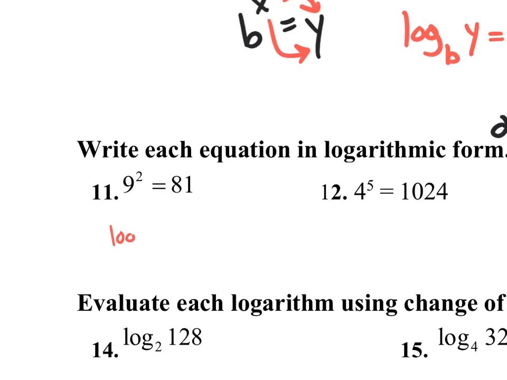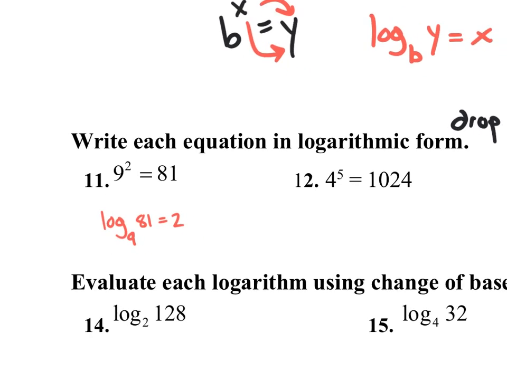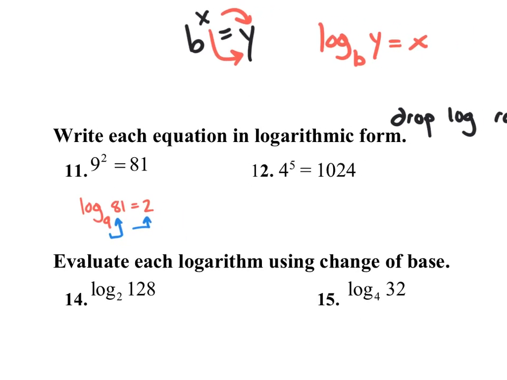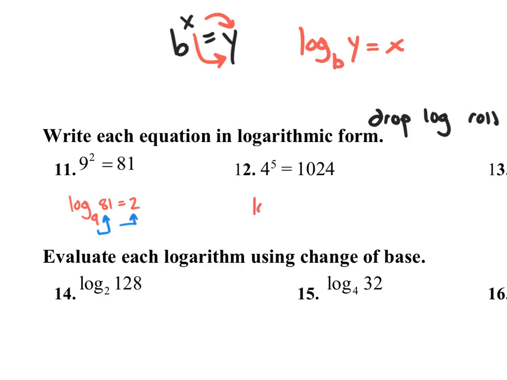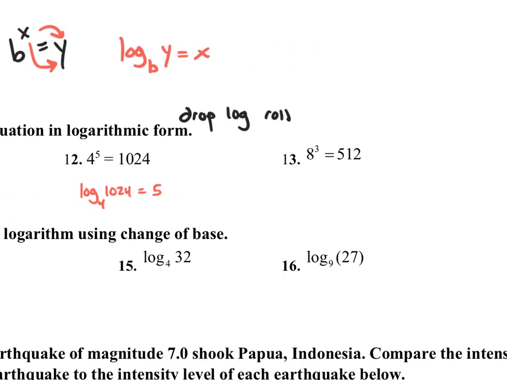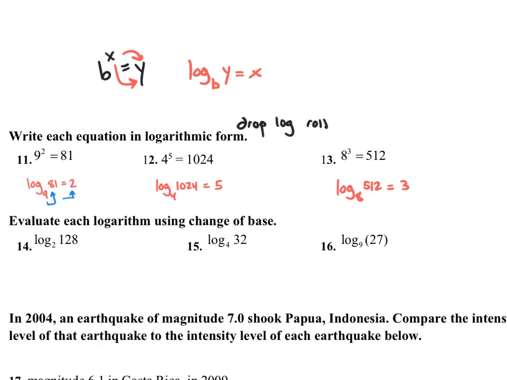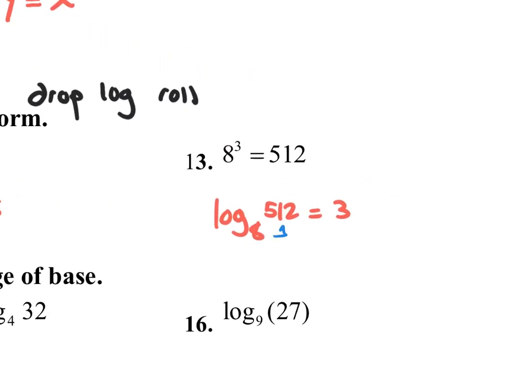So for this one, we'd have log base 9, and then the 2 and the 81 would switch spots. Because remember, logarithms ask 9 to what power gives me 81? That's why the answer is 2. So for this one, we'd have log base 4 of 1024 is equal to 5. On this one, we'll drop the base, and we'll roll the 512 and the 3. Right? Because 8 to what power gives me 512? 8 to the third power.